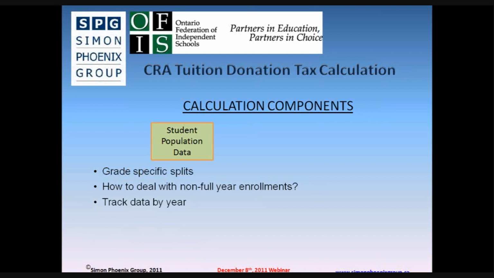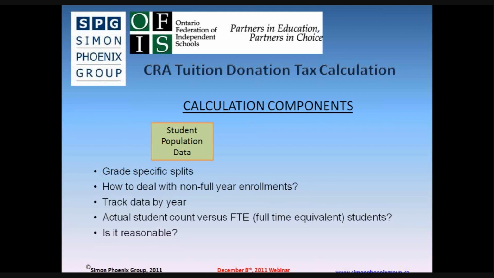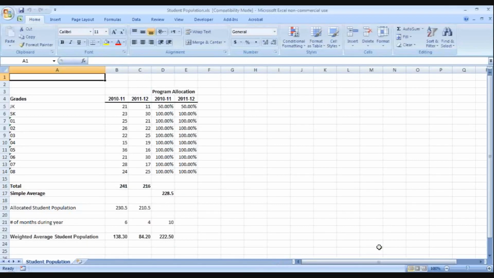Clearly, this data needs to be tracked year over year. Does one deal with actual student counts or deal with full-time equivalent students? And this goes back to how to deal with non-full year enrollments. And we'll get into an example in a moment. And again, is it reasonable and is it defendable? So when we look at a calculation on this, you can see that for this school, there's a grade-by-grade student population count for the 2010-11 school year and the 2011-2012 school year.